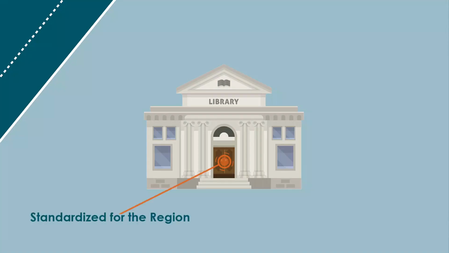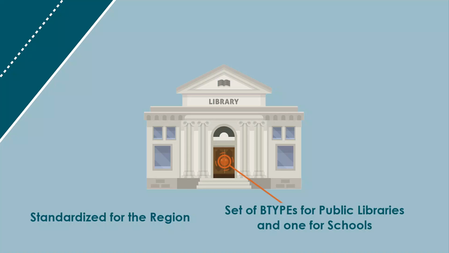Actual B-types, A, J, YA, non-res, are standardized throughout the SELCO region. There is a set of B-types for public libraries and one for schools. Make sure you use the list that is appropriate for your library type. B-types were standardized in 2020 by the RST Committee for Public Libraries and by SELCO for schools.